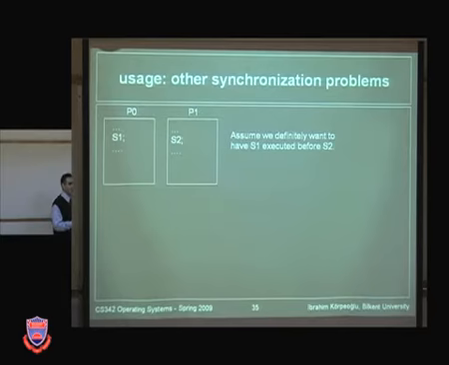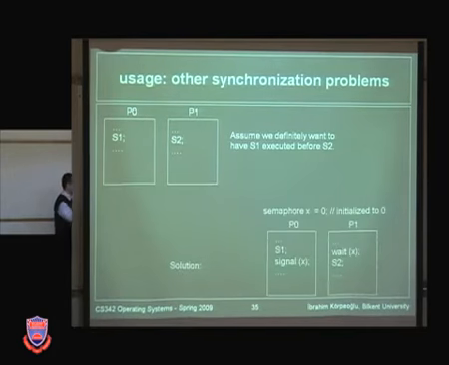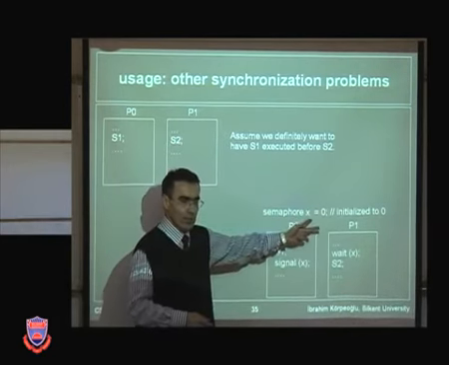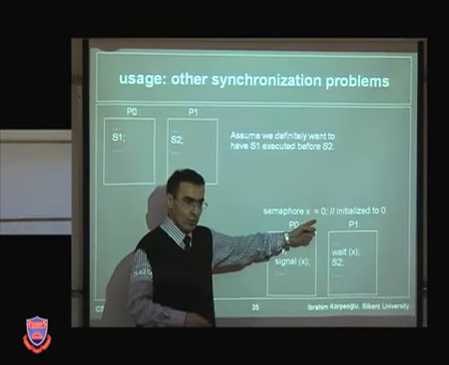Yes, exactly. So this is the exact solution actually. But so you define a semaphore, right? And what should be the initial value of that semaphore? 0. 0, right? So it's important. So now this is the solution as you have described. So here we define a semaphore, X, that's initialized to 0, okay?